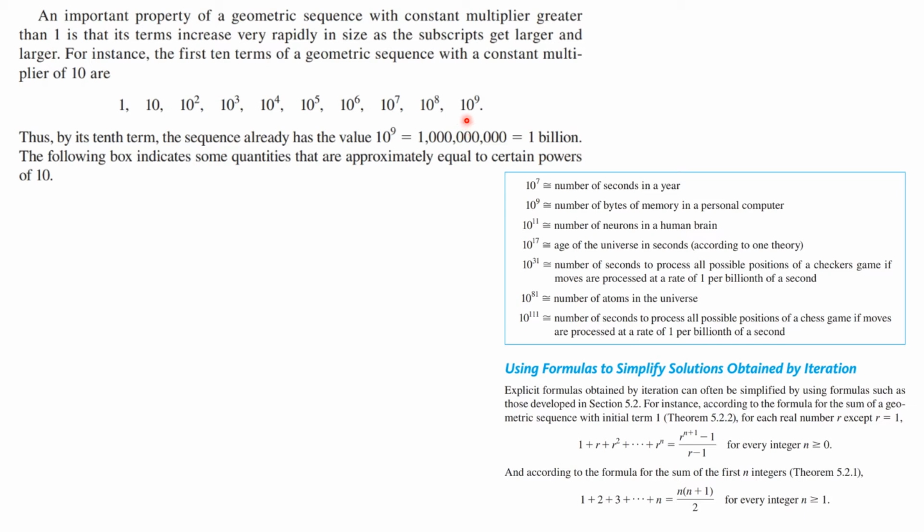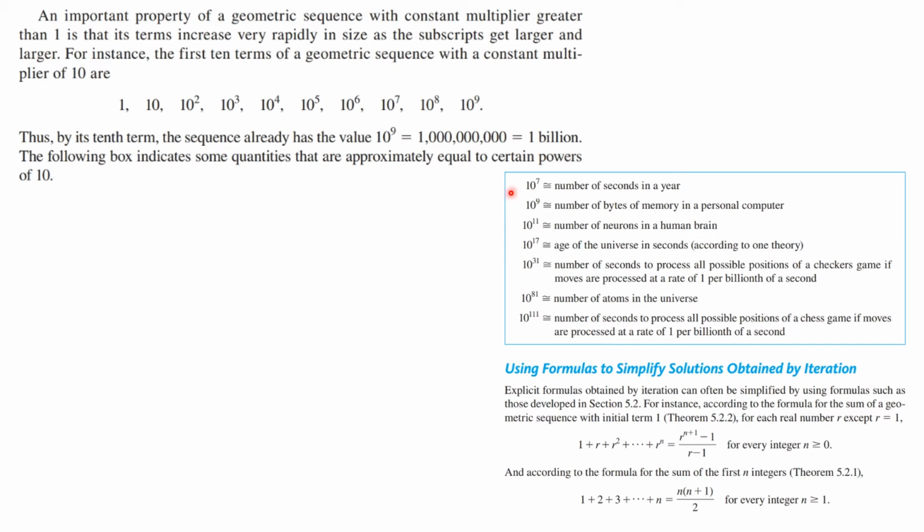Now, an important property of a geometric sequence with constant multiplier greater than 1 is that it grows very rapidly. And if we're just talking about tens, it's 1, 10, 10 squared, 10 cubed, and so on, up to 10 to the 9th. I am going to recommend that you watch a video called The Powers of 10 that illustrates this, both in terms of positive and negative numbers as the exponents. But you get up to 1 billion really quite quickly. And here's a table that talks about some of the things that happen.